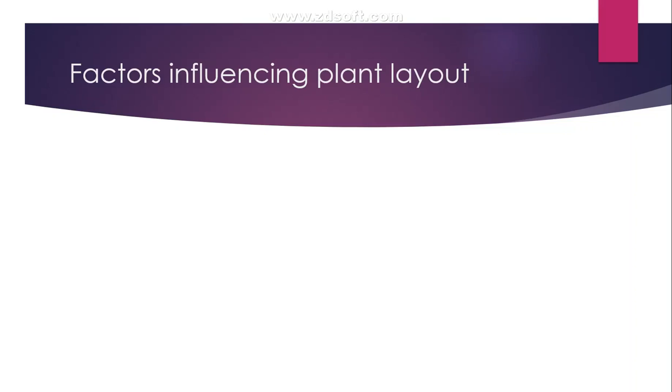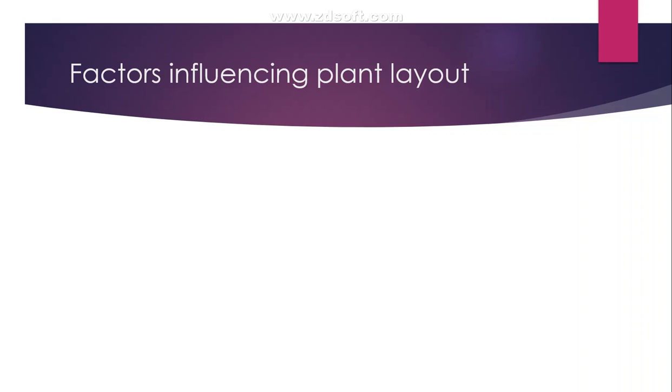In previous sessions we discussed the concerns, objectives, importance and principles of plant layout. So in this session, let's see what are the factors which influence plant layout. We also studied plant location, and in that also there were factors which influence the selection of location.